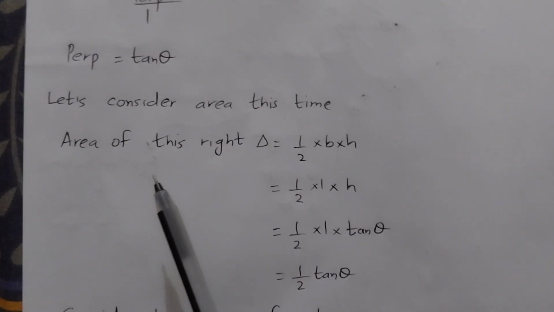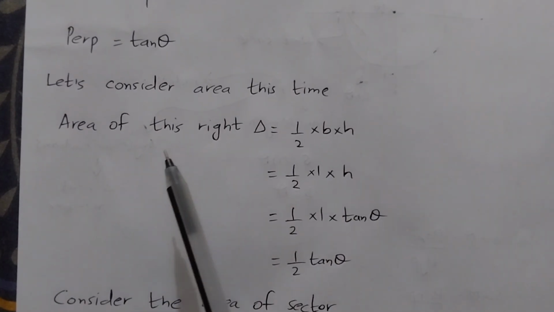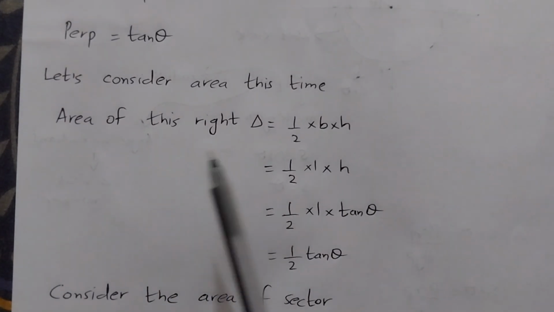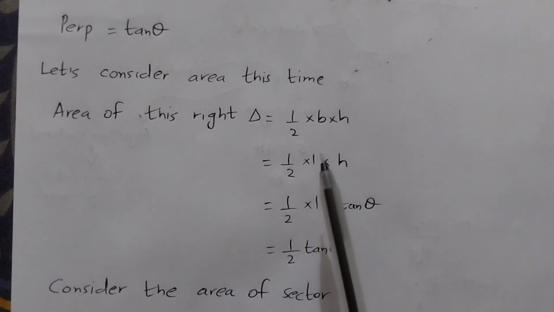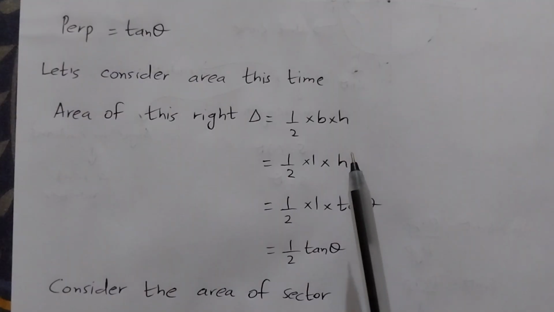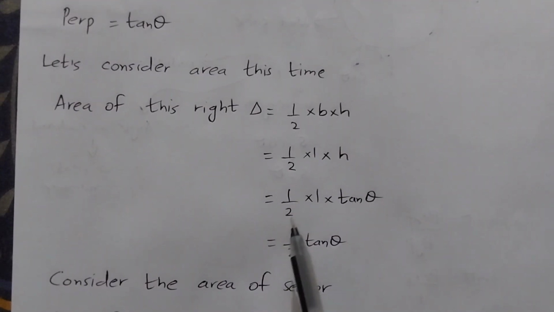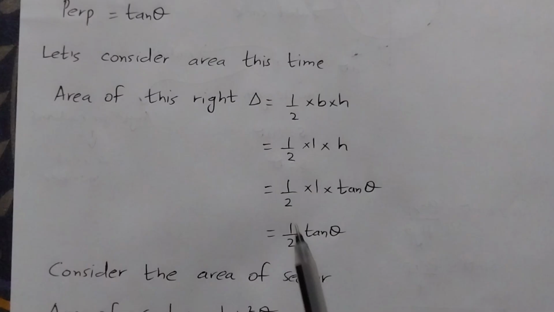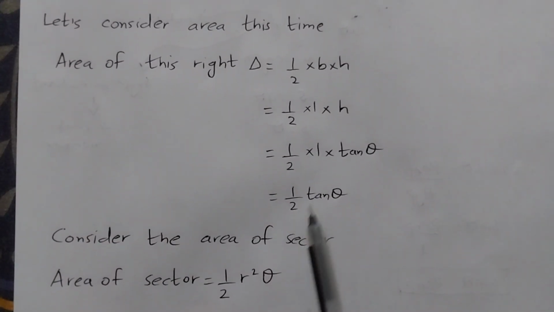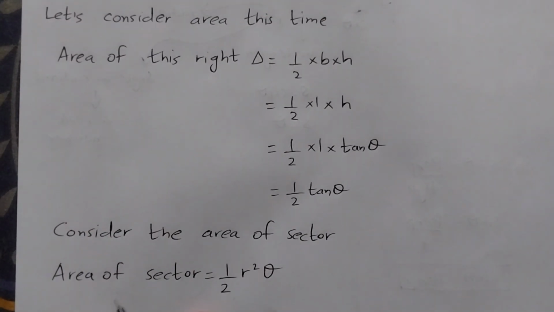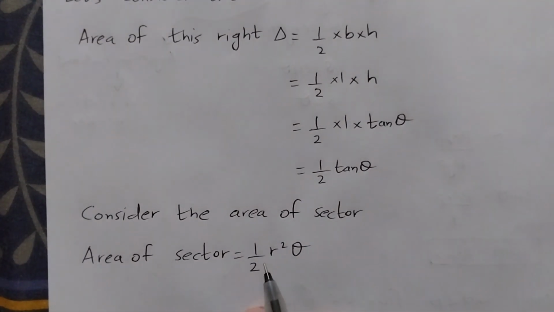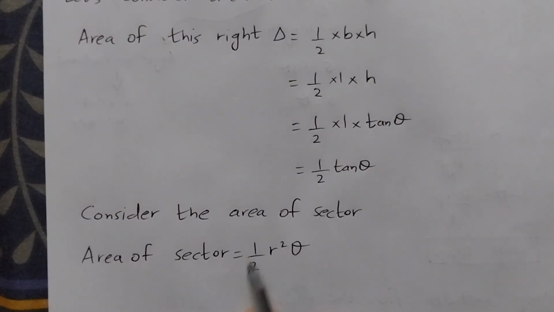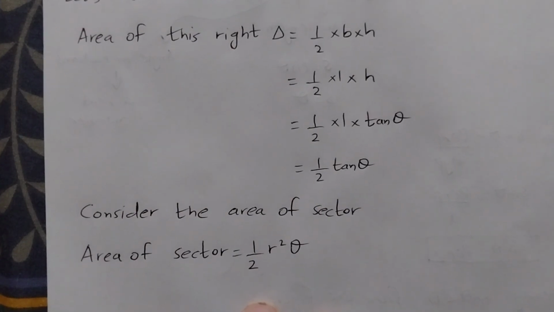So firstly, considering the area for the triangle, this is a right angle triangle, and the area of this right angle triangle will be half into base into height, and base of this triangle is 1, and height is tan theta. So half into 1 into tan theta becomes half tan theta. We have found the area for this triangle. Now considering the area of the sector, the area of the sector is basically half r square theta. And where did this formula come from? I'll be going to explain this next.